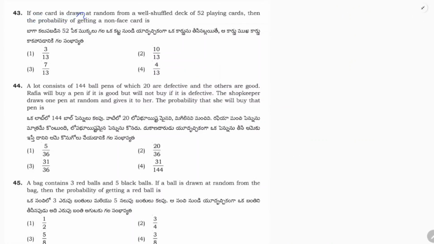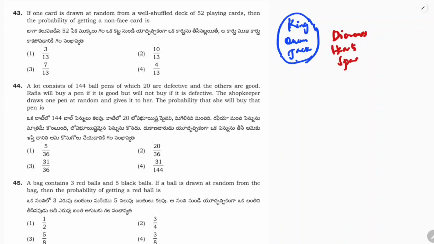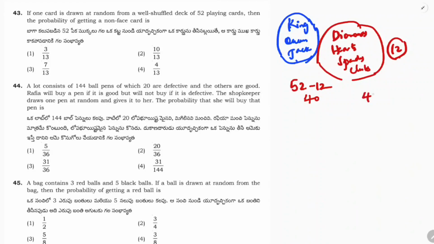If one card is drawn at random from a well shuffled deck of 52 playing cards, then the probability of getting a non-face card. See, face cards are king, queen, jack. There are 3 of them in every suit: diamonds, hearts, spades, clubs. So total face cards are 12, but they want non-face cards. So non-face cards is 52 minus 12, so 40. So 40 by 52. 4 times 10, 4 times 13. So the answer is 10 by 13. So the correct option is 2.